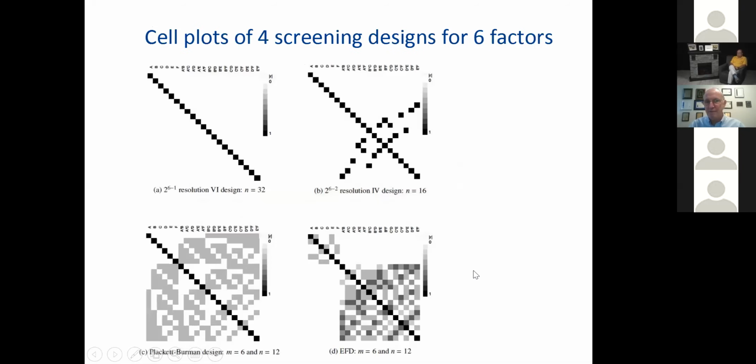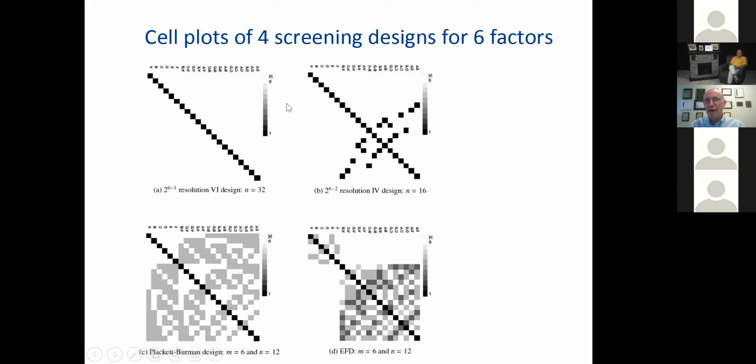So here's an example of 4 different screening designs. This one over here has 6 factors. It's showing the 6 main effects and the 6 choose 2, or 15, two-factor interactions. And if you're willing to spend 32 runs to investigate 6 factors, then you can estimate all of these effects independently of each other. But that's kind of expensive, to spend 32 runs, more than 5 times as many runs as factors, to investigate just 6 factors.